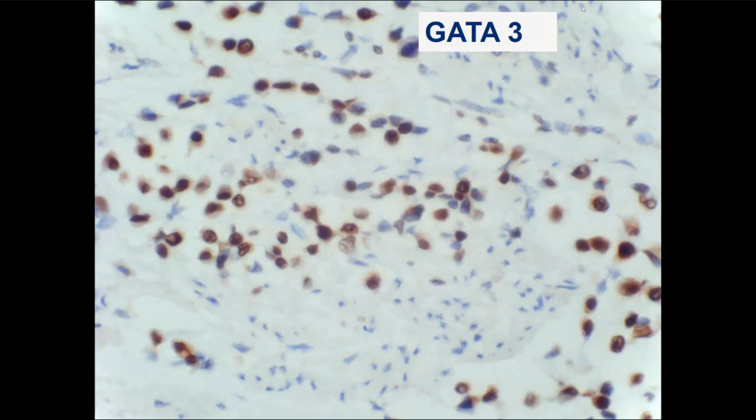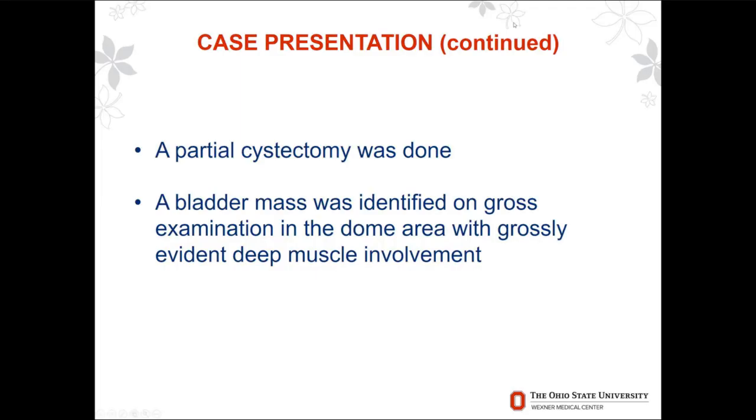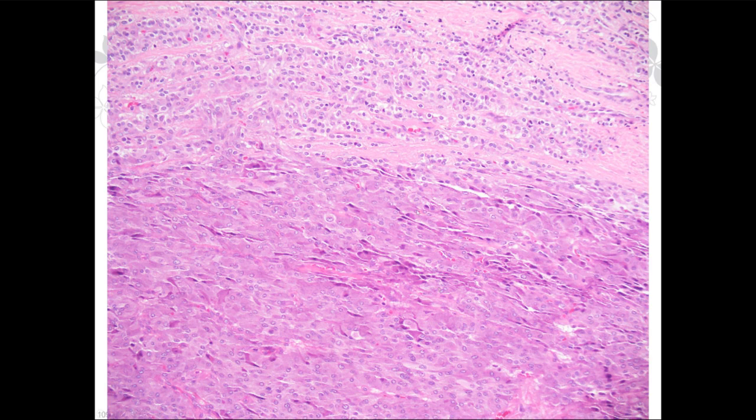But the key thing is, if you stain this up, they stain strongly with GATA3. So in this patient, a partial cystectomy was done, and there was a bladder mass on gross examination in the dome area, which closely seemed to involve the deep muscle. So this is what you see in the H&E slide.